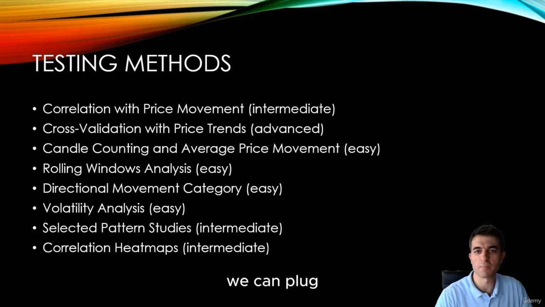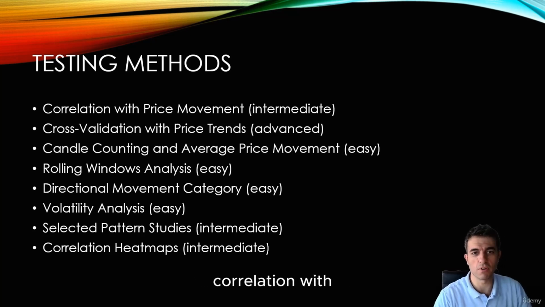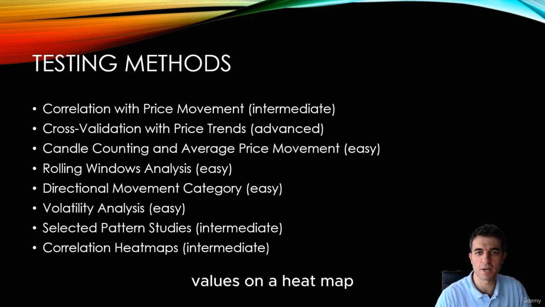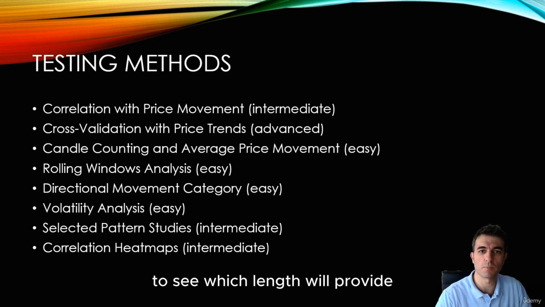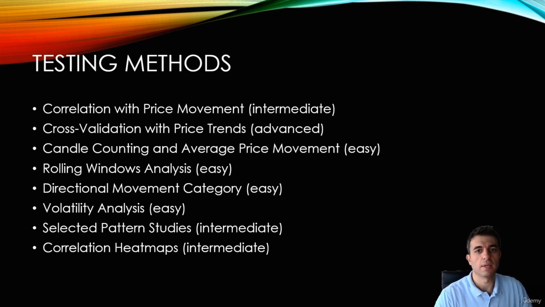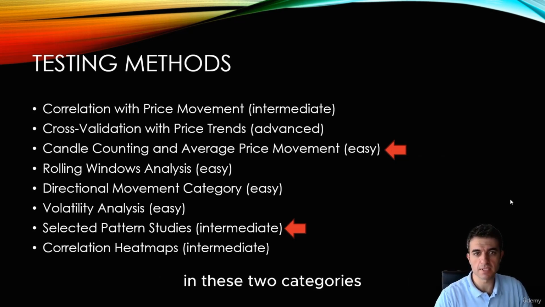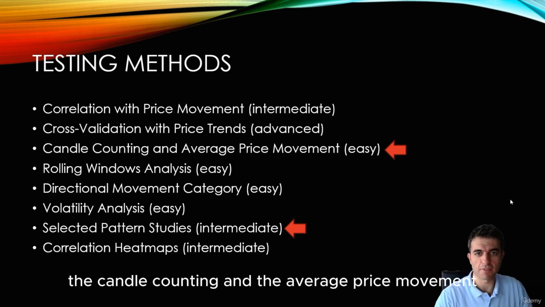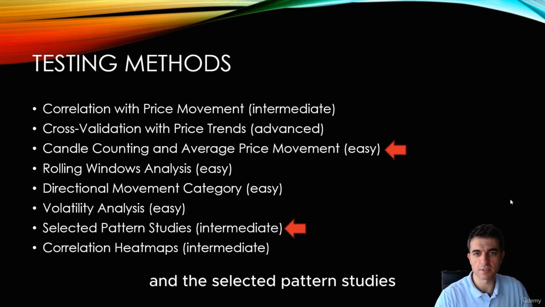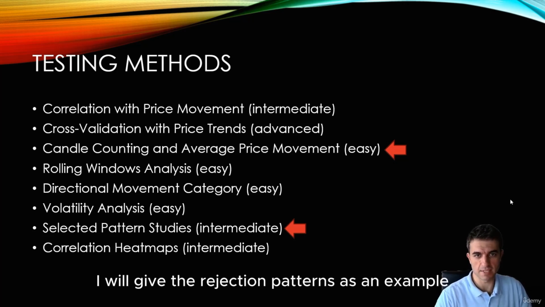You get the point. We can plot the price movement correlation with all of these values on a heat map to see which length will provide the highest correlation. In the coming videos, we will dive deeper into some examples that might fall in these two categories, the candle counting and the average price movement, and the selected pattern studies, more precisely the rejection patterns. So we'll give the rejection patterns as an example.